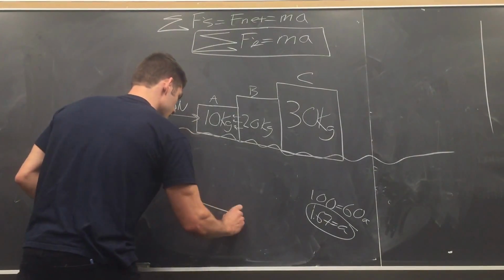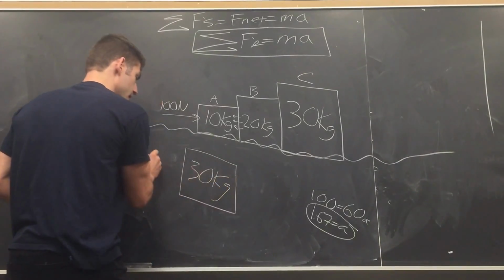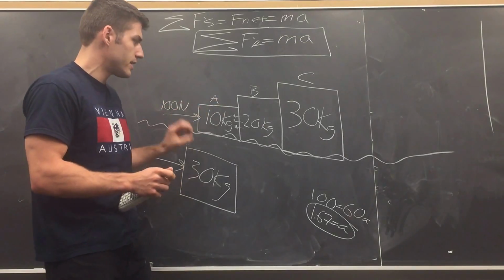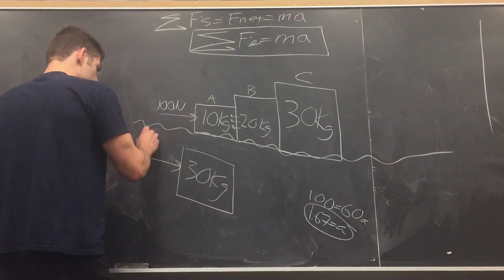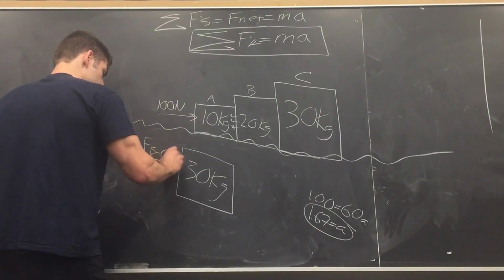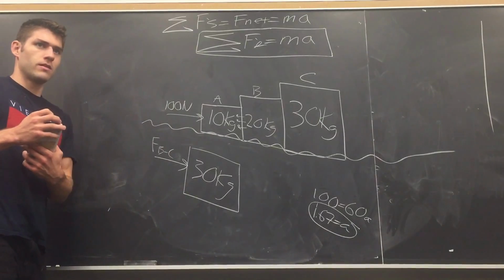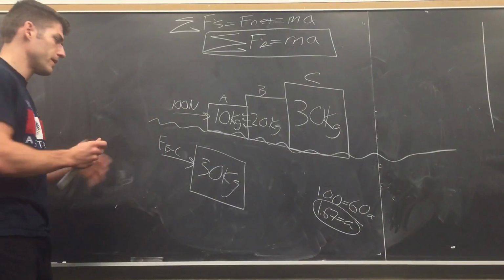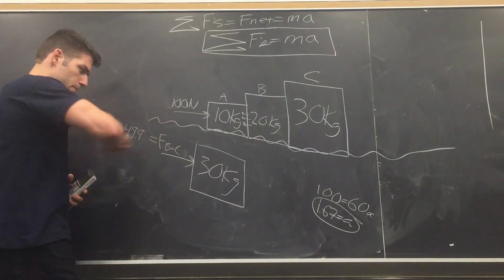So block C is 30 kilograms. Again, we cannot say the 100 newtons is applying on it, because 100 newtons is only applied directly to this one. It's kind of distributed weirdly through the blocks. So this is force B on C. What are we going to conclude force B on C is? 49.9. It's Newton's third law. It's equal and opposite to C on B. So this is 49.9 to the right.